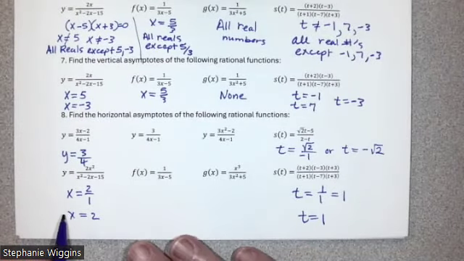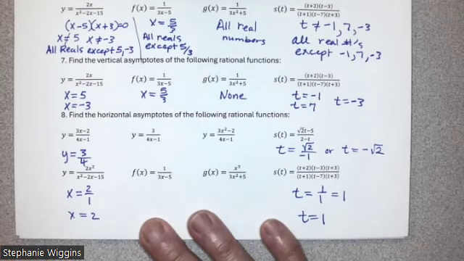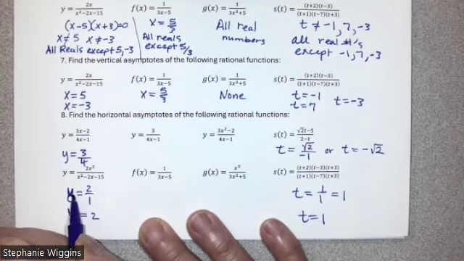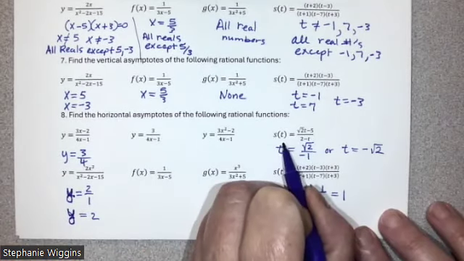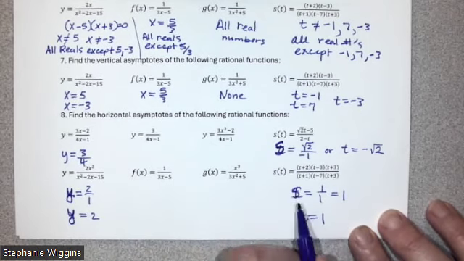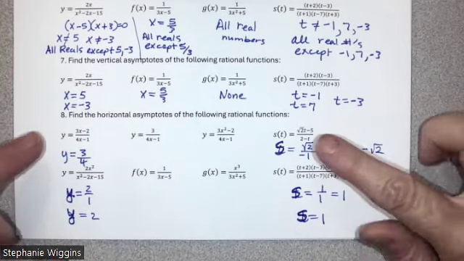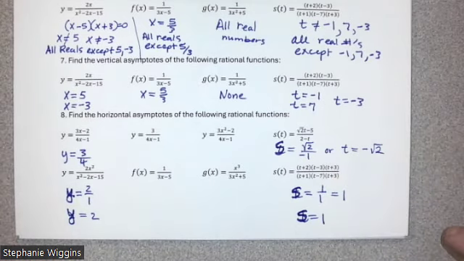I shouldn't say vertical, I made a mistake there. We're talking about horizontal lines, not vertical. So I should have said y, sorry about that. And this should be s. We're talking about horizontal lines, not vertical lines. Horizontal asymptotes. Okay, so I did the ones where the degrees were the same.